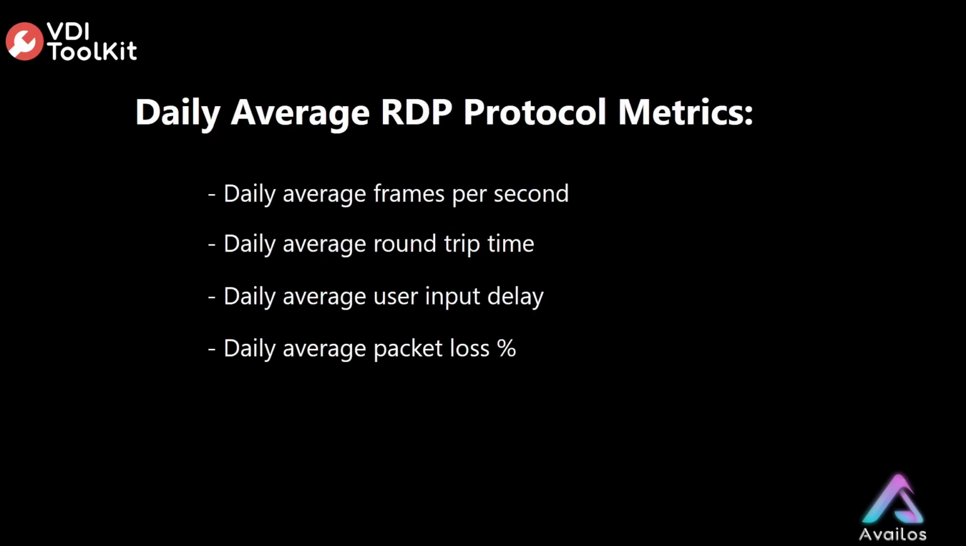So let's talk about the daily average RDP protocol metrics and the information they provide. So we have the daily average frames per second, daily average round trip time, daily average user input delay, and daily average packet loss percent. This allows you to identify trends within your environment, helping identify when performance changes have occurred.